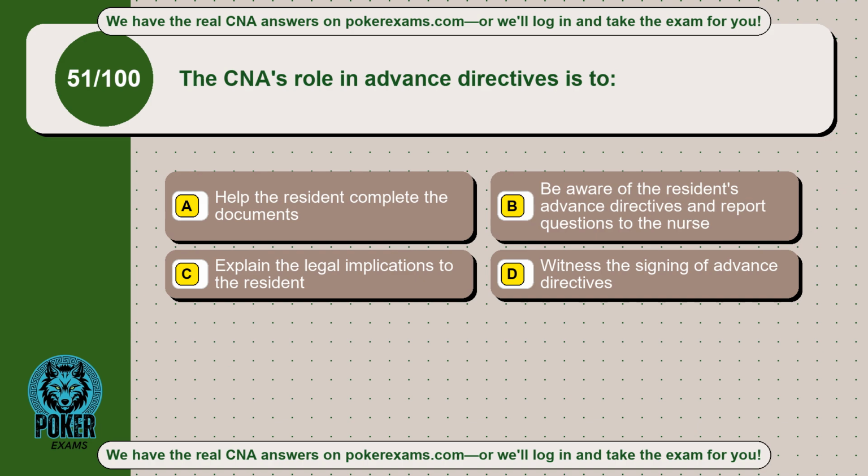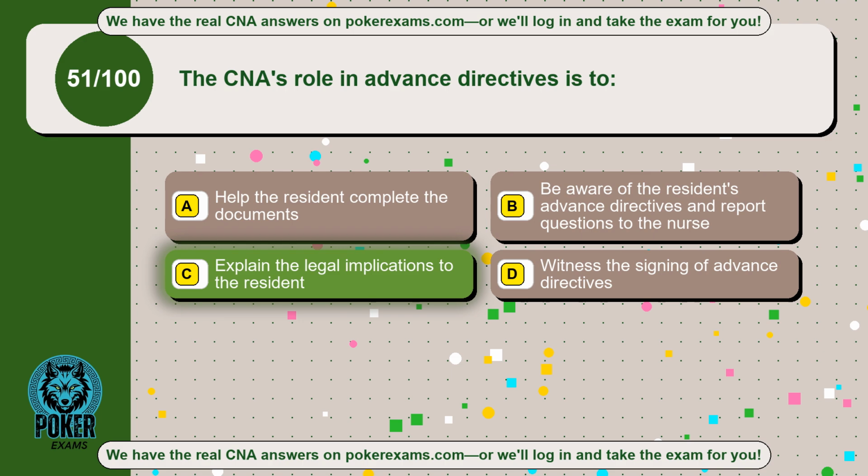Question 51. The CNA's role in advance directives is to option A, help the resident complete the documents. Option B, be aware of the resident's advance directives and report questions to the nurse. Option C, explain the legal implications to the resident. Option D, witness the signing of advance directives. The correct answer is option C.